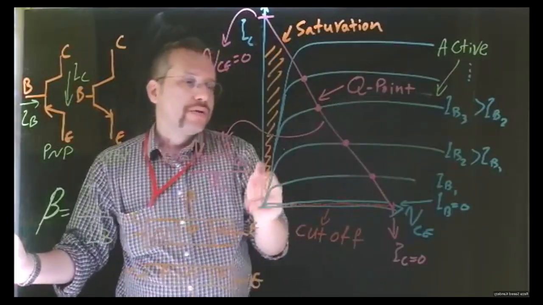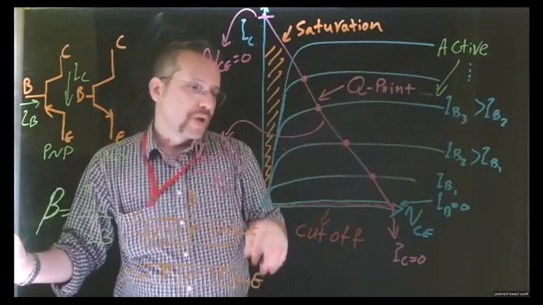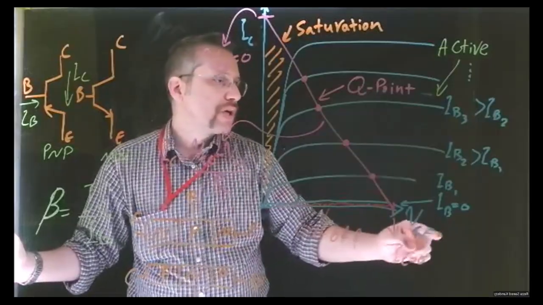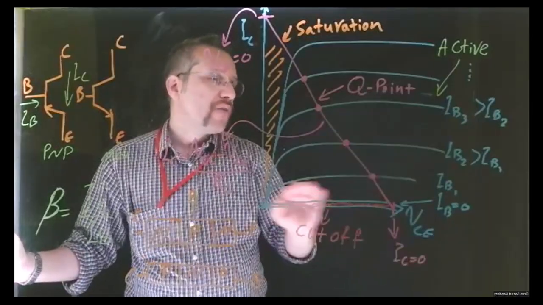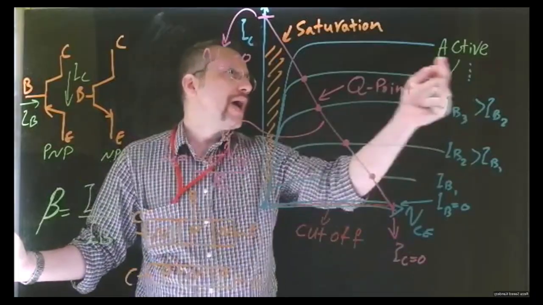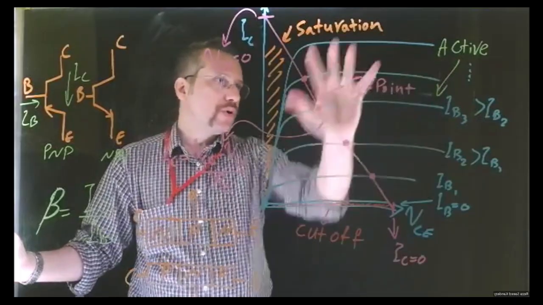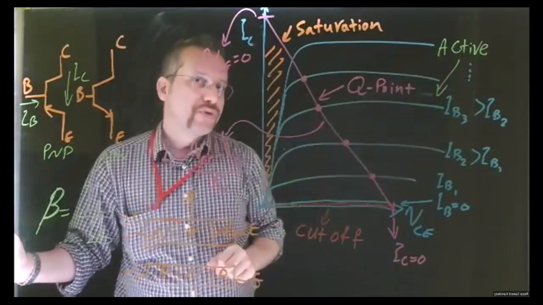After the current gets independent of the voltage between the collector and emitter, we are entering the active region. So this part is the active region.